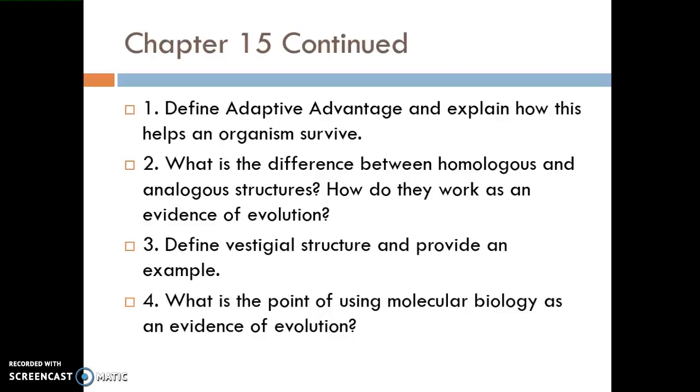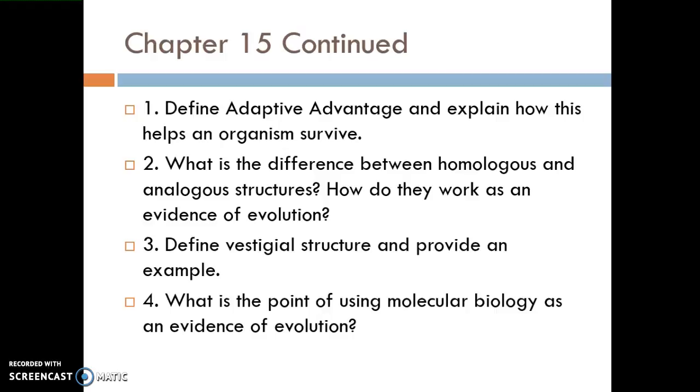So with analogous structures, an example could be the wings of a fly compared to the wings of a bird. They developed independently of each other, but they do the same function. Homologous structures are structures that have the same internal structures, same anatomy, but they do different things. They have a different function. So a good example is the arm of a human, and we compared that to the leg of a horse as an example.